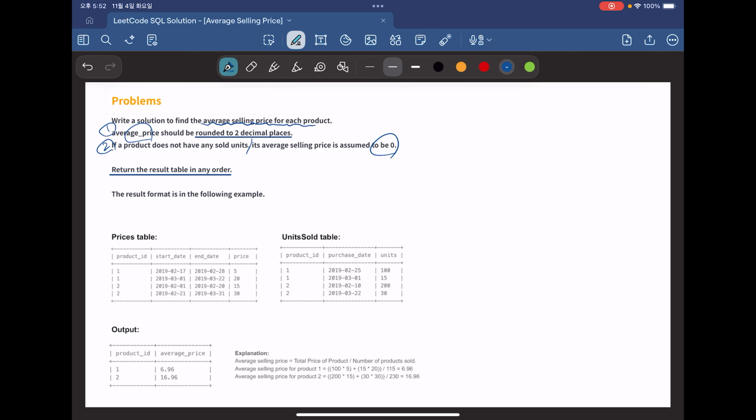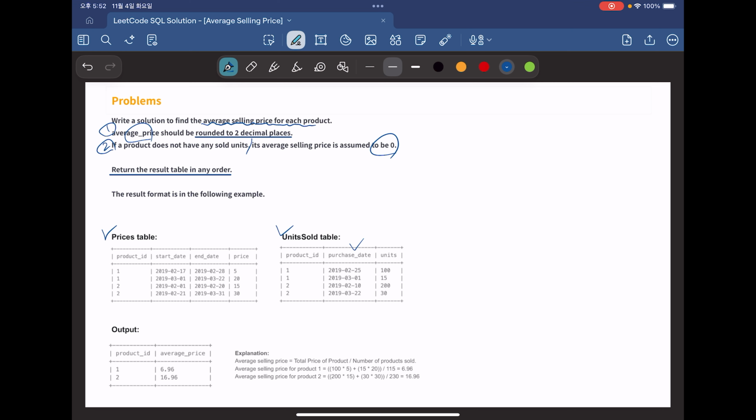First, there is a prices table and a units sold table. I think the prices table is about the product and the price of each product, and the units sold table also has the product ID and how many units were sold, and there's also a purchase date. So what we want to do is like this.